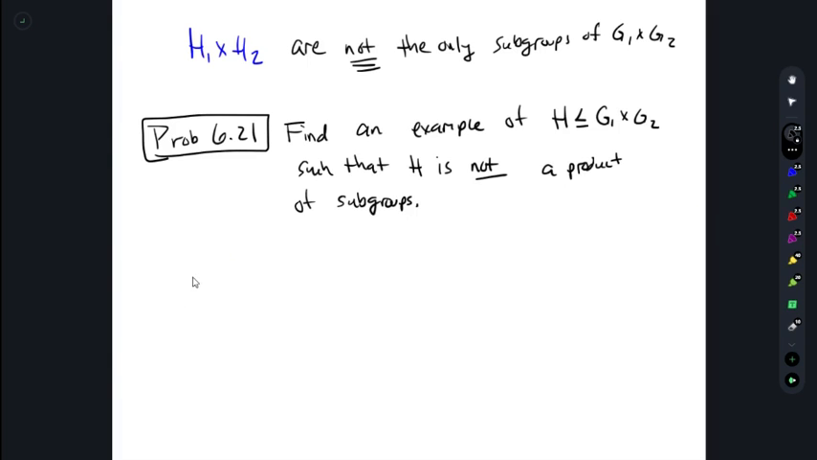All right, so the one that comes to mind immediately for me is in Z2 cross Z2. So we can always form subgroups just by taking element times itself. We can look at that cyclic subgroup. So the subgroup generated by (1, 1), then that is a subgroup of Z2 cross Z2, but it's not the direct product of two groups.